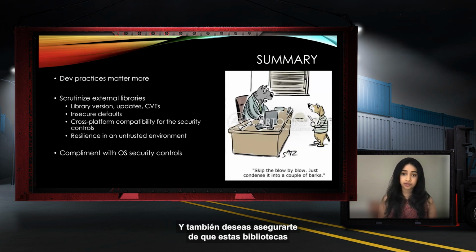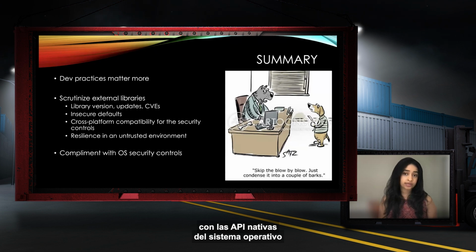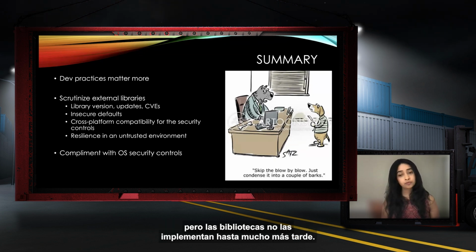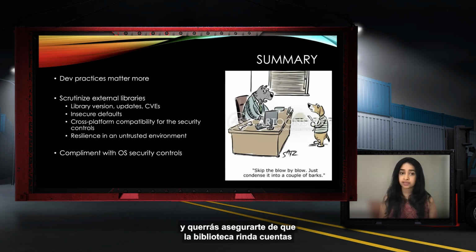And you also want to make sure that these libraries are exposing all of the security controls that the native OS may provide. And you want to make sure that they're staying up to date with the latest native OS APIs. Because sometimes what happens is that the native APIs get updated with an OS update, but the library doesn't follow through until much later. So you're going to miss out a lot on the native updates, and you want to ensure that the library is held accountable and is giving you the same options.